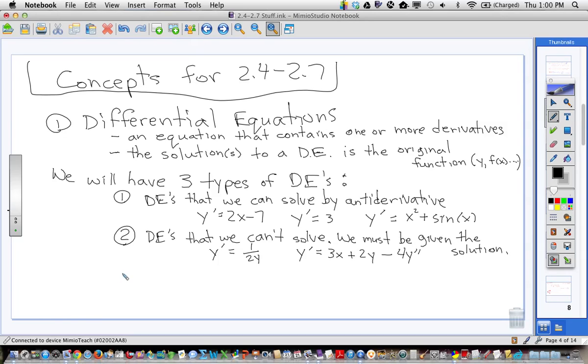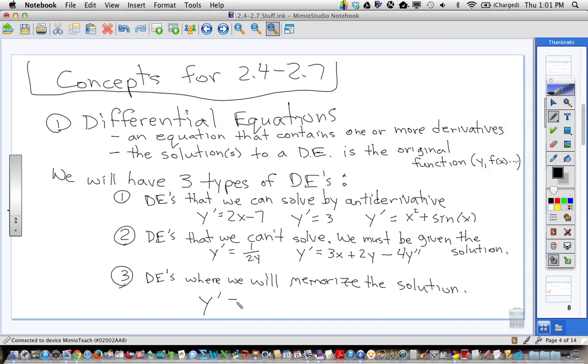And then the third type, and we'll do an example of this one in a second, are DEs, and there's only one for right now, where we will memorize the solution. It's such an important and prevalent differential equation. It's not one we know how to solve, like number one. It's more like number two, where we can't solve it. We're just going to memorize the solution. And here's the one we're going to do right here.